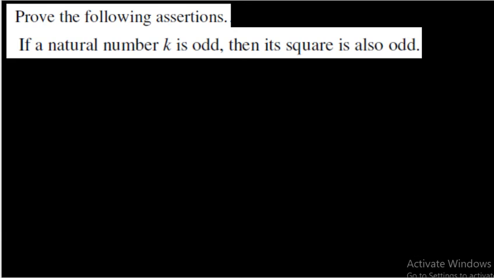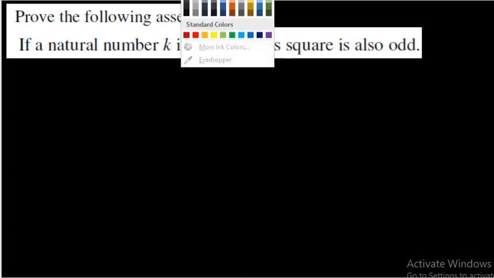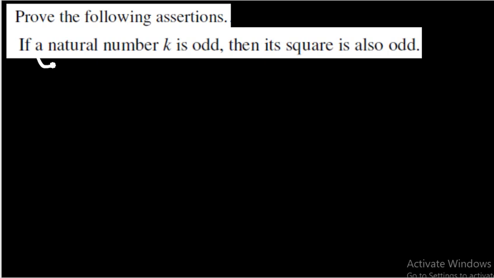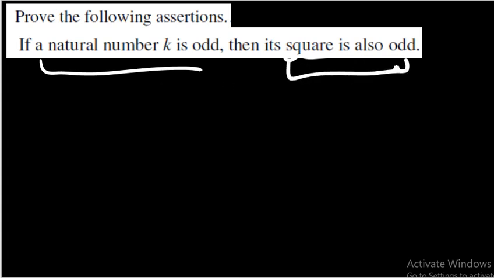The first statement to be proved says, if natural number k is odd, then its square is also odd. As you see here, this statement is a conditional statement. The premise is, if the natural number k is odd, then the square of it will be odd. So we have a premise and a conclusion.